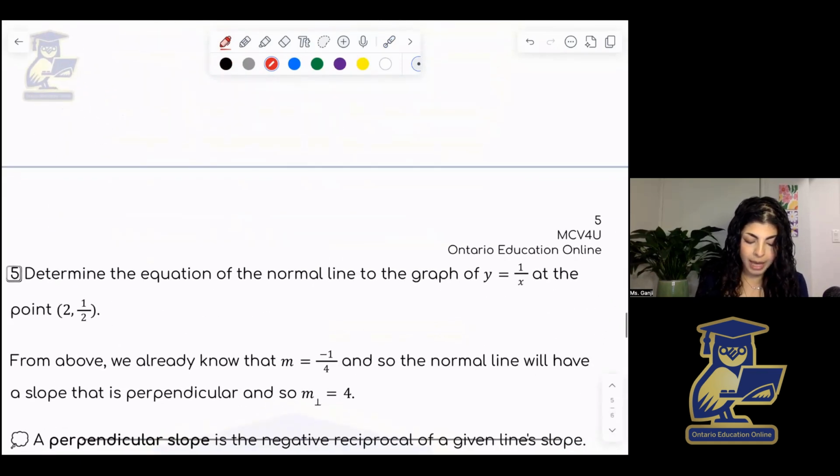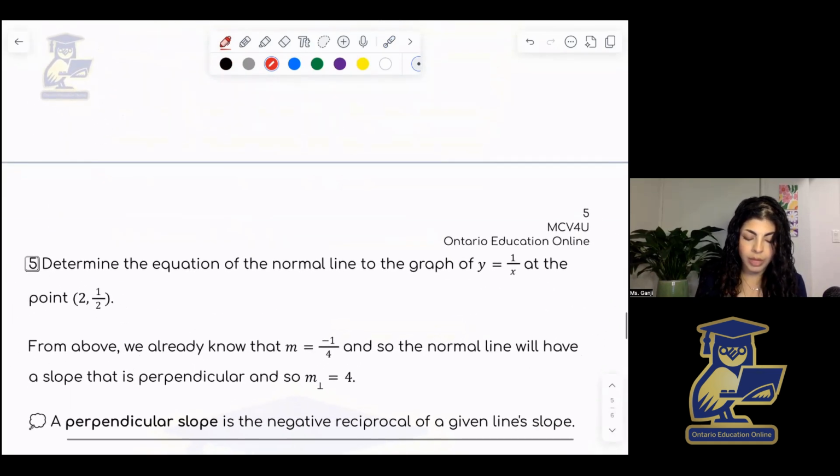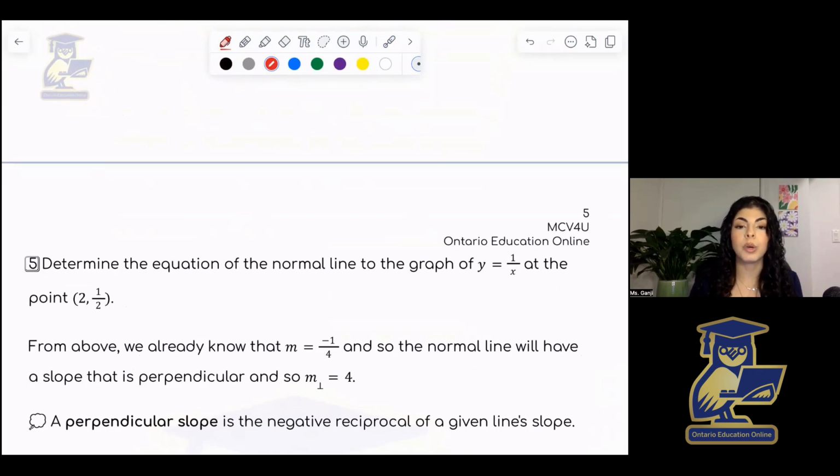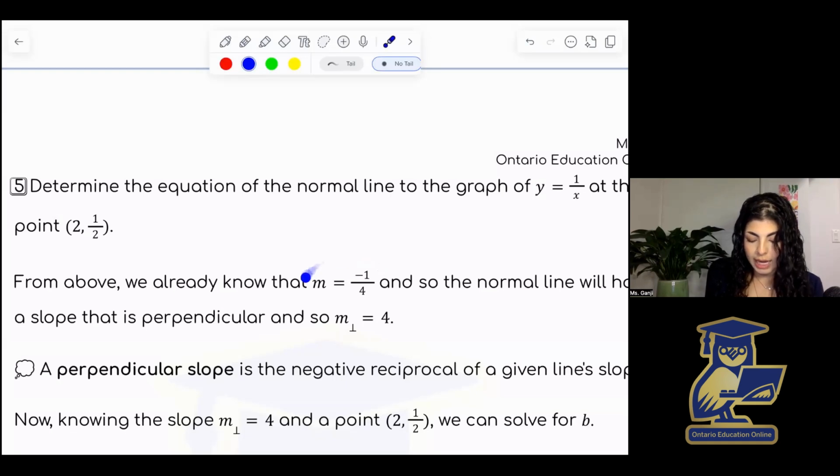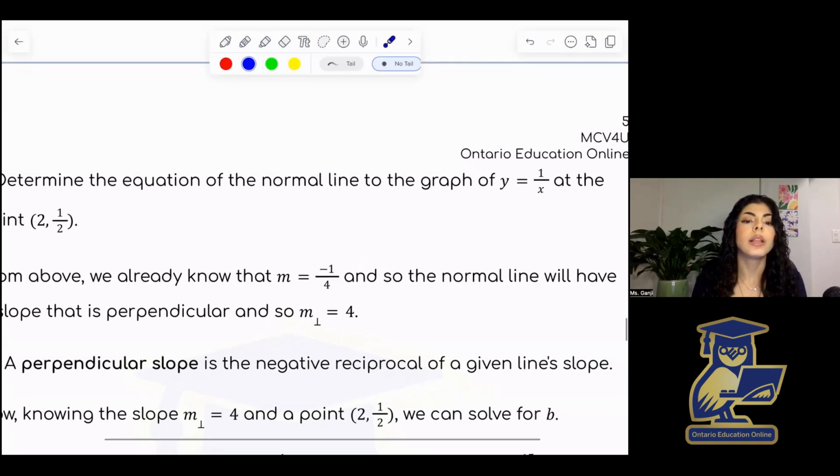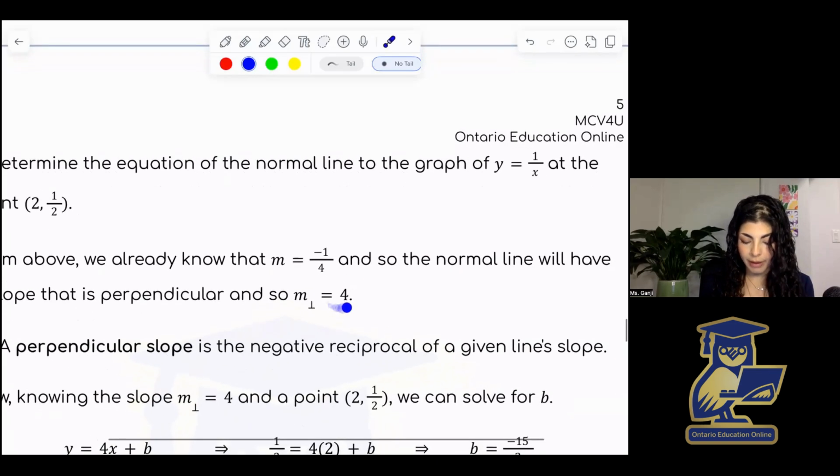So for example, you might be asked to determine the equation of the normal line to the graph of y equals 1 over x at that exact point. I'm just using the same example so we're not repeating a lot of the work we did. So you already had that m is equal to 1/4. And so the slope of a line that is perpendicular to this is going to be given by 4.